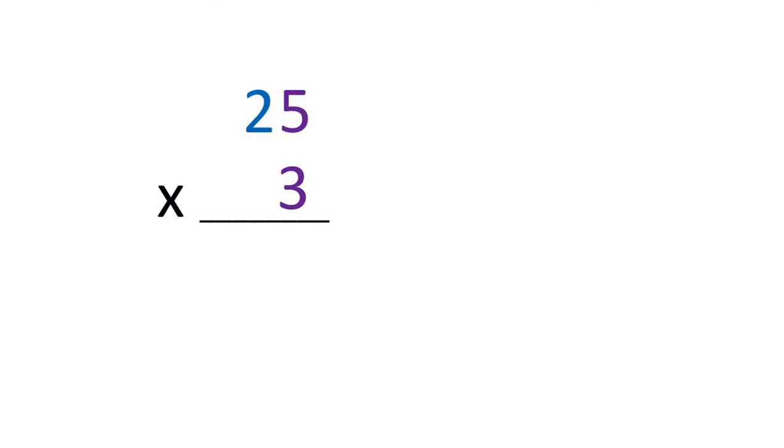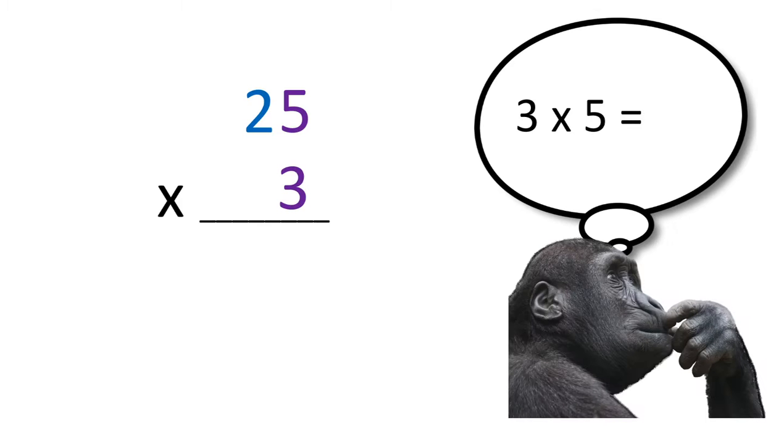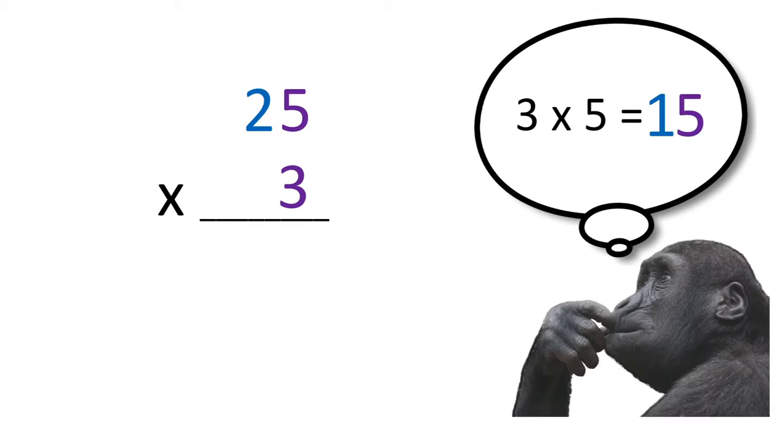Okay? So let's think about this problem. What's this problem? 25 times 3. It's okay, guys. Just take a look up here. It's cool. Don't worry about the desks. So first thing we're going to do, our 1's place, right? 3 times 5. What's 3 times 5? 15. Okay, it's 15.